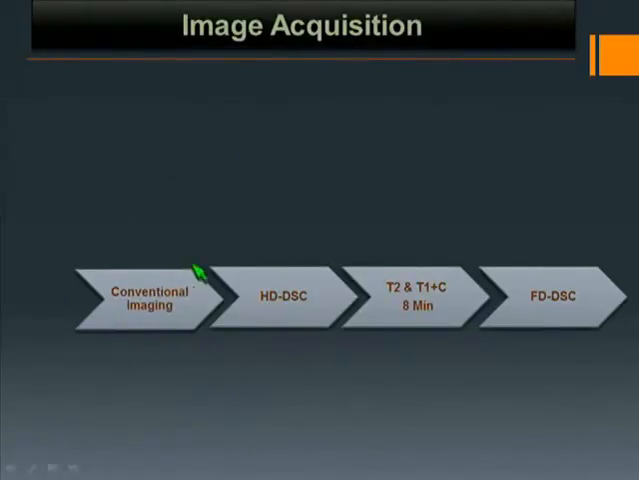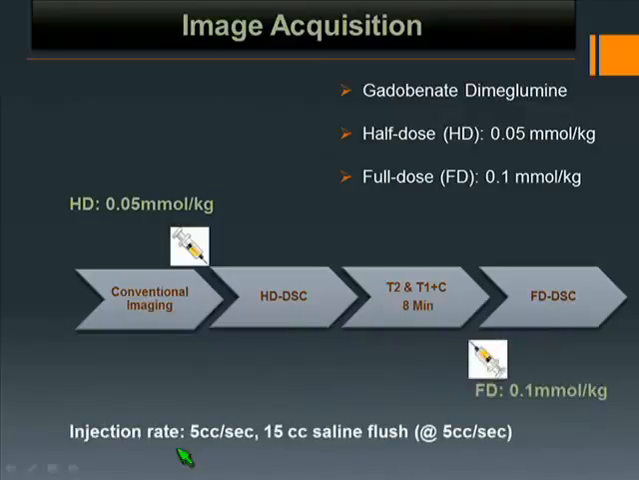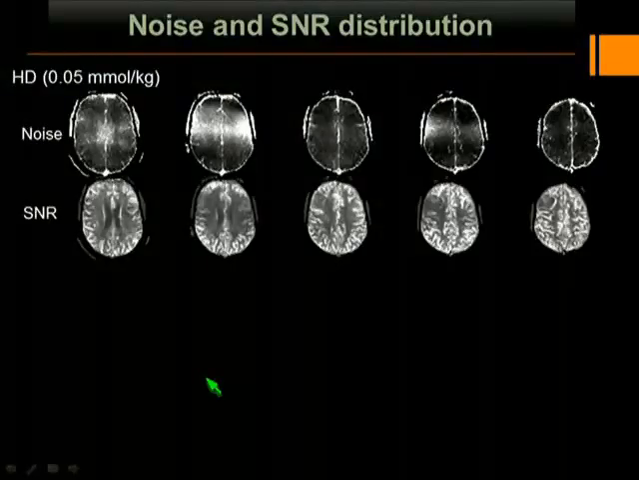And this is our image acquisition scheme. After doing non-contrast images, we did our half-dose MR perfusion using 0.05 millimole per kilogram DSC perfusion. Then we did our T2 and T1 weighted images for about 8 minutes, and then we finished with a full-dose DSC perfusion using 0.1 millimole per kilogram. We used MultiHance, and the injection rate was 5 cc per second. We processed the images using Olea software. We did both cSVD deconvolution and Bayesian probabilistic method post-processing. We co-registered CBF, CBV, and MTT maps, and we performed quantitative analysis in both gray matter and white matter.